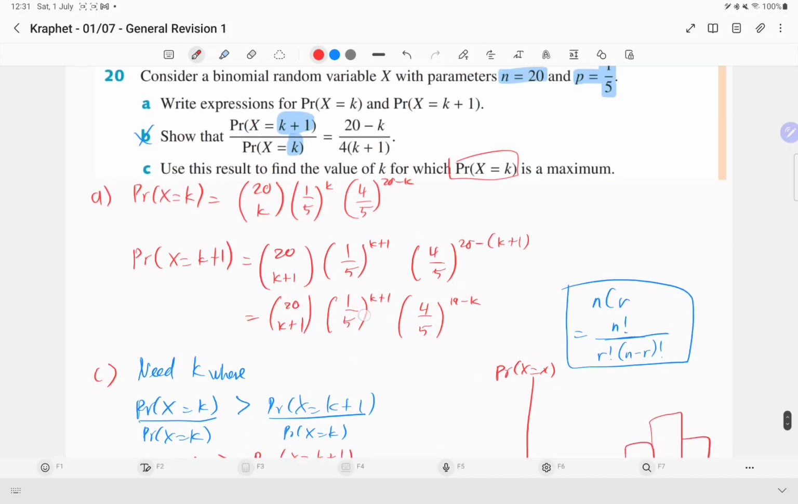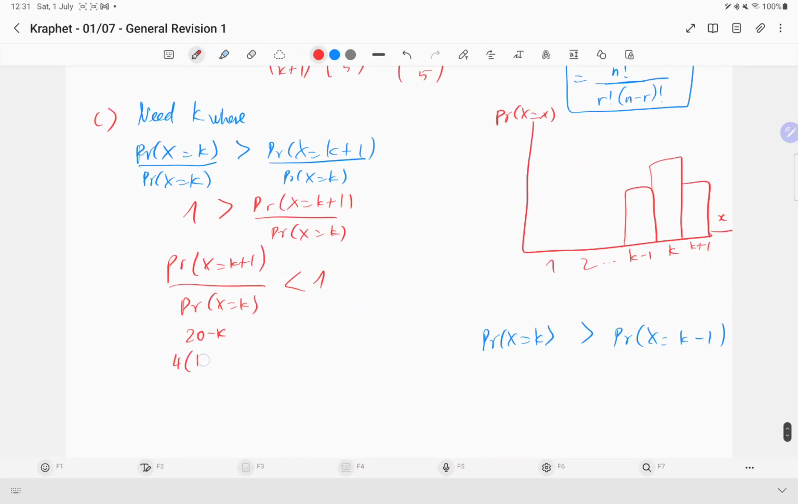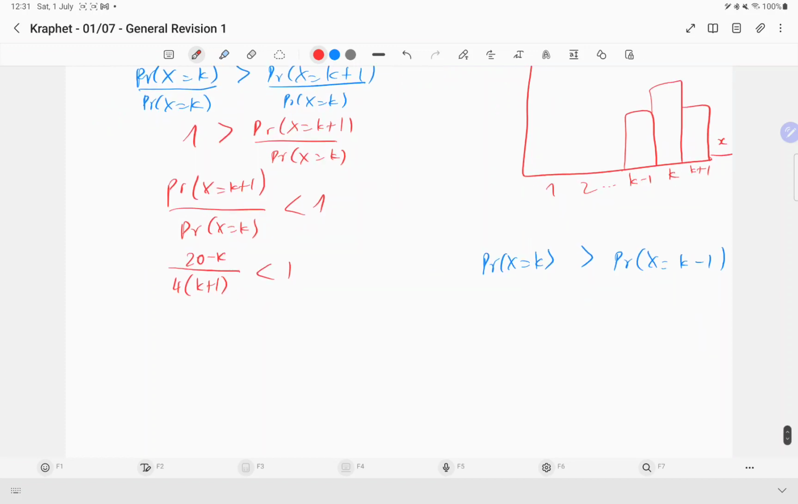Okay, and then 4 times K plus 1 must be less than 1. Because K is a positive number, I'll multiply both sides by the bottom. I'll move the bottom over to the other side. I'll get 20 minus K less than 4 times K plus 1. Expand the brackets: 20 minus K is less than 4K plus 4.